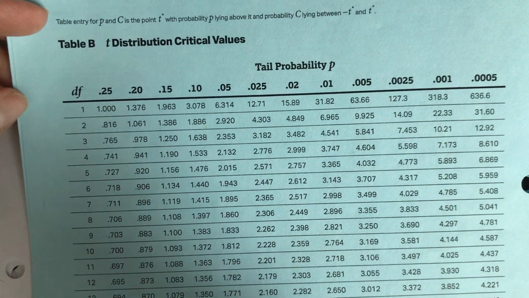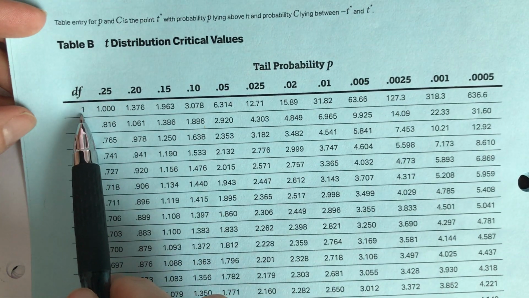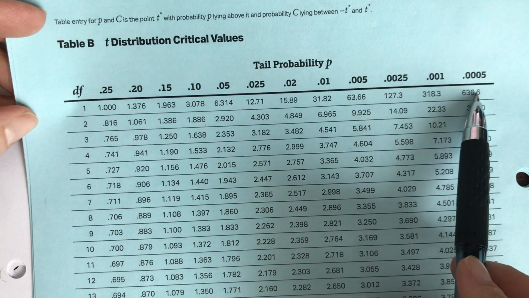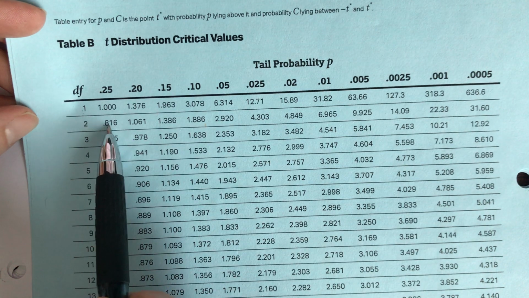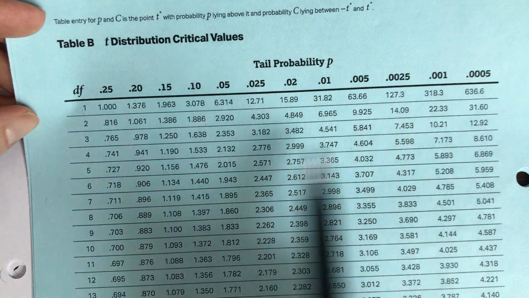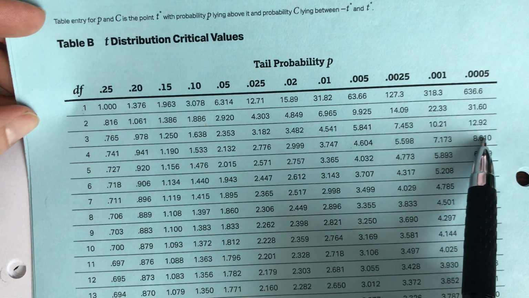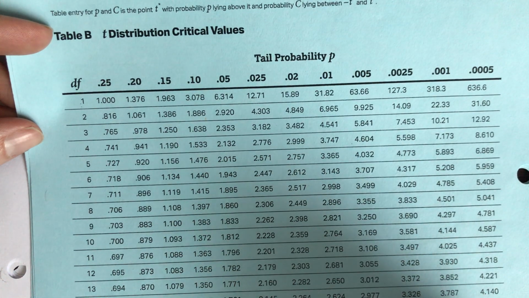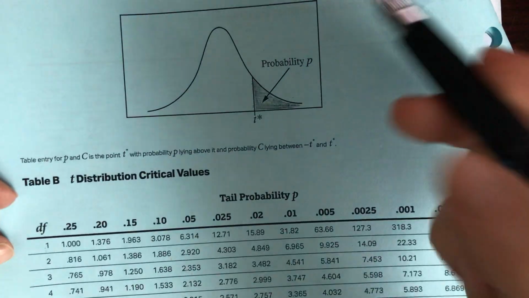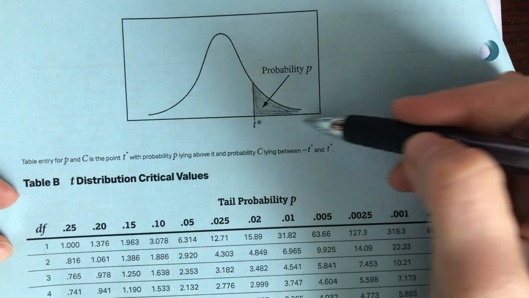So you will see right here, degrees of freedom 1. These are the values for the chart where degrees of freedom is 1. These are the values for degrees of freedom 2. This is the chart for degrees of freedom 3. This is the chart for degrees of freedom 4. And it'll carry on. These are all their own little charts. You'll notice they're only giving you the positive.